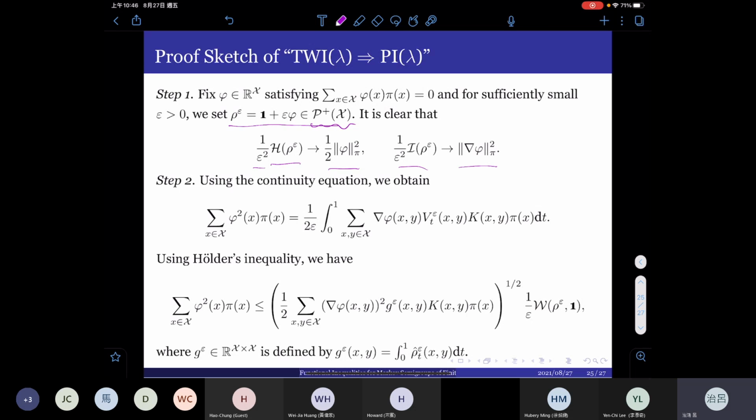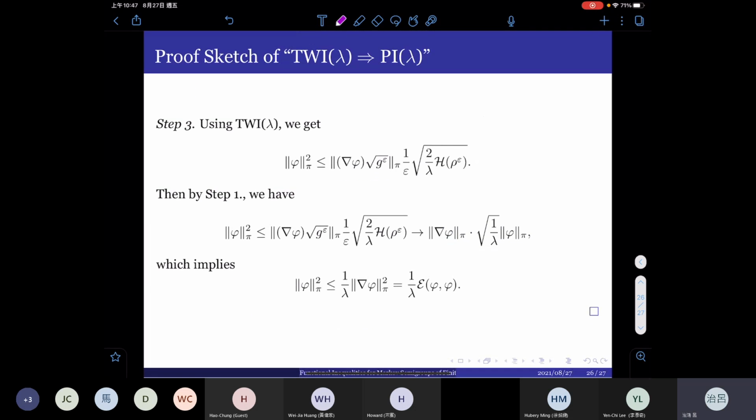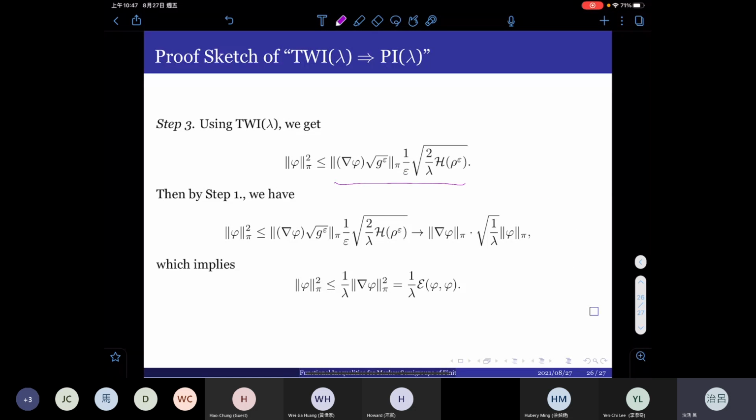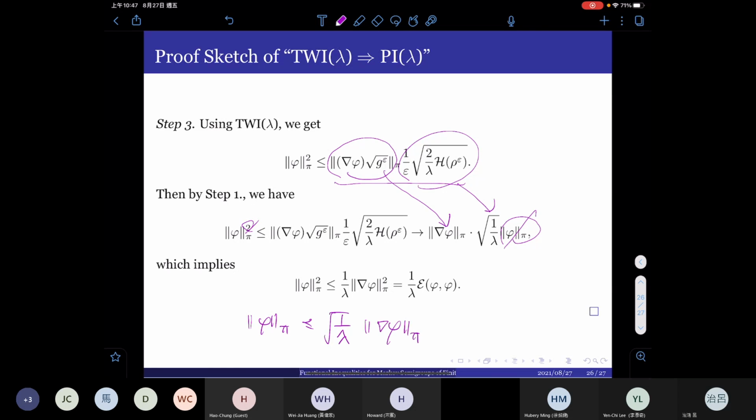And step 2, this is the inner product of phi with phi, and we can use the continuity equation to write it in this form, and then use the Hölder inequality and it changes to this. Then it is less than this. Here we can use the multiplicative log-Sobolev inequality to get this. And by step 1, we know this form goes to this, and this term goes to this. And we can cancel this term. So we have the norm of phi less than 1 over lambda times the square root of the gradient of phi. And we can square it and get the Poincare inequality, and the proof is done.